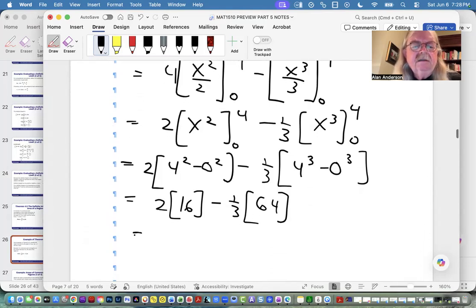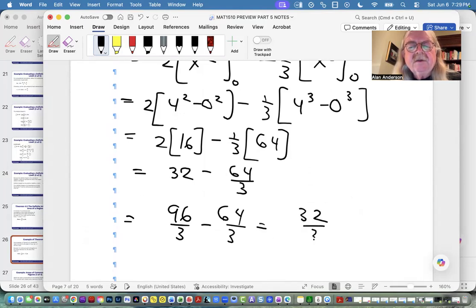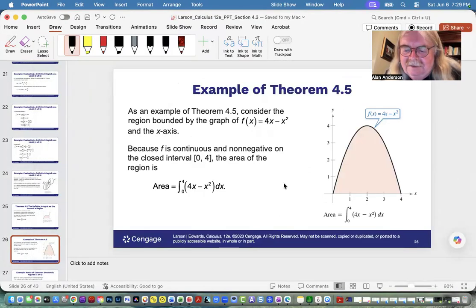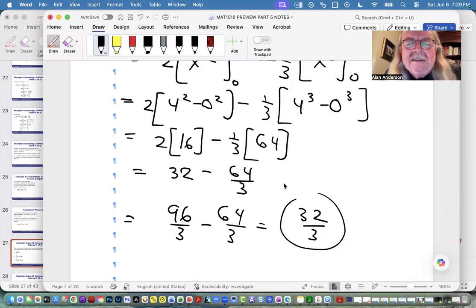All right. Now, if we want to combine these, we need a common denominator. And we ultimately end up with 32/3. All right. A little quicker than the limit definition, I think you'll agree.